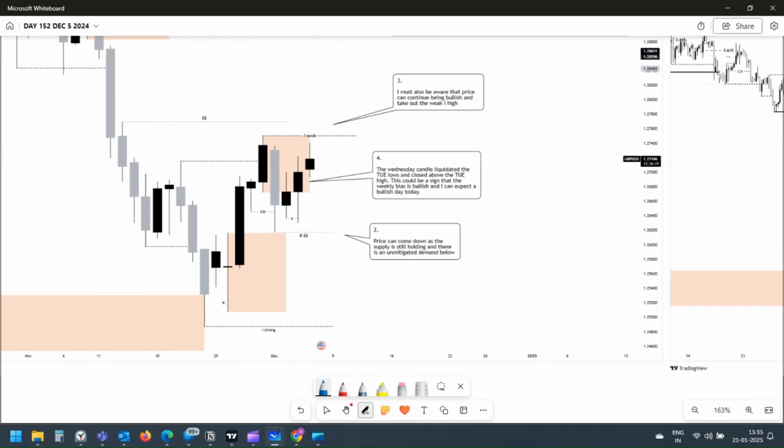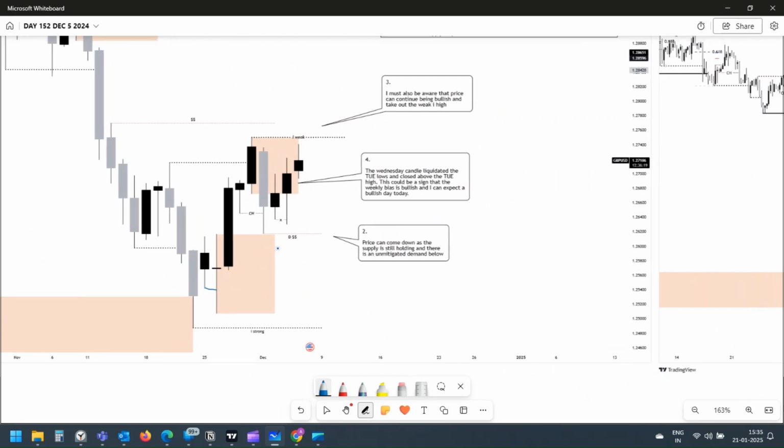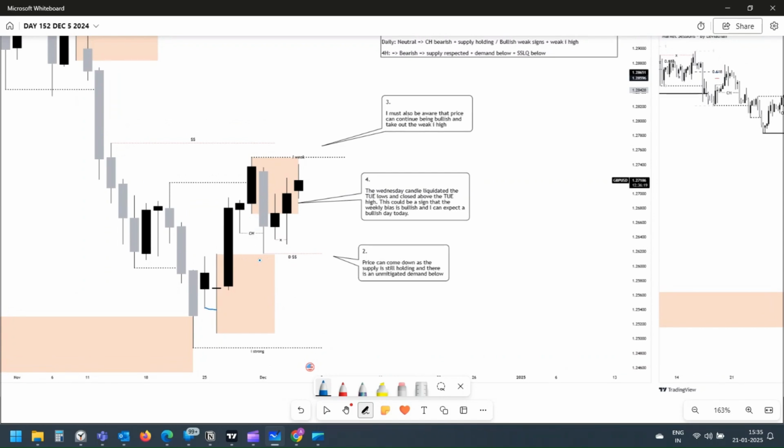So price mitigated the demand, a strong push up, sell liquidity sweep here, this demand held, and price tried to mitigate this demand but failed, and anyway this demand got held and price is now pushing up, trying to take out the weak internal high. Unlike euro dollar, in GU it is very clear for me to take longs.